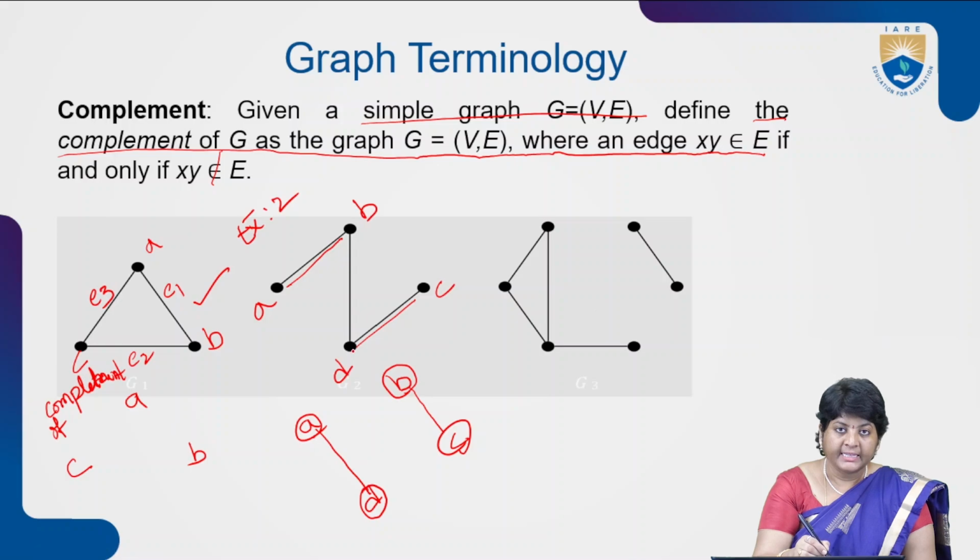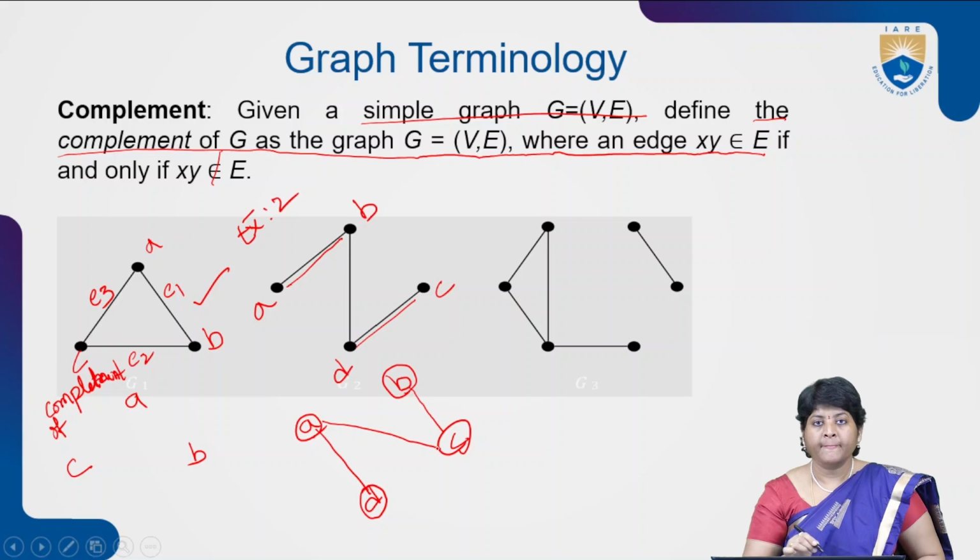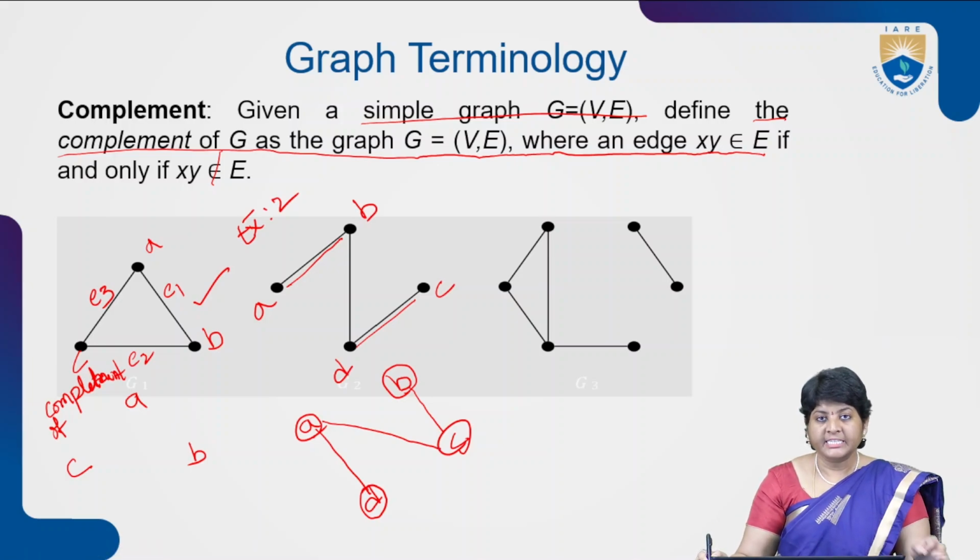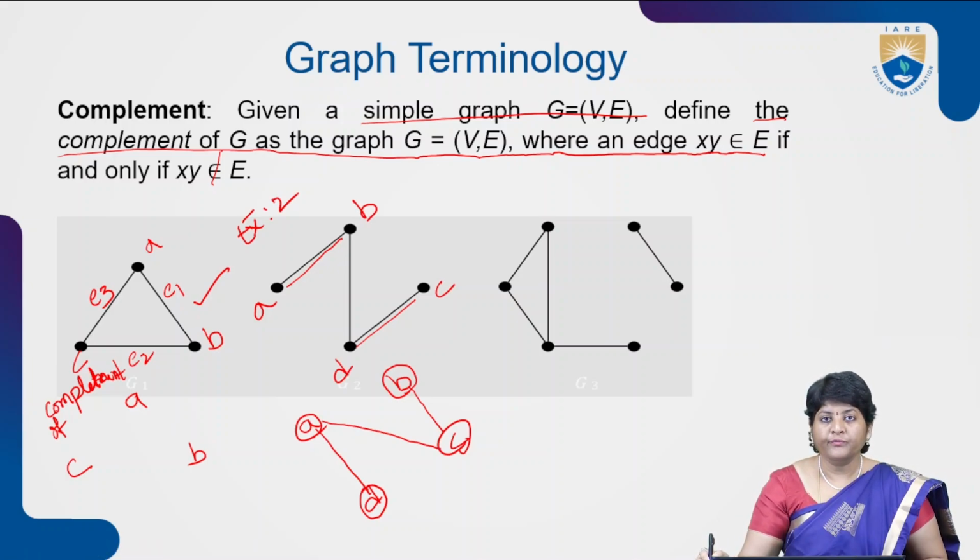Now, B to D, there is no connecting line. So, here we won't draw. A to C there is no connecting line, so we will draw this. So wherever edge connection is there, we should remove. When there is no edge connection, then we should establish a connection between the vertices.